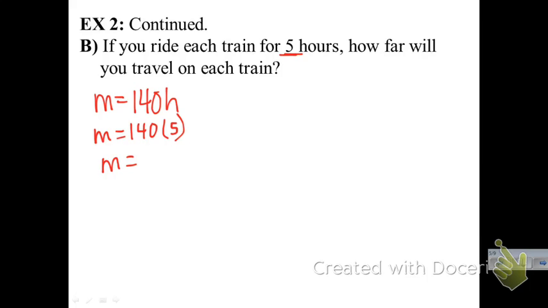And we multiply the 140 times 5 and we get 700. So you could go 700 miles in 5 hours.